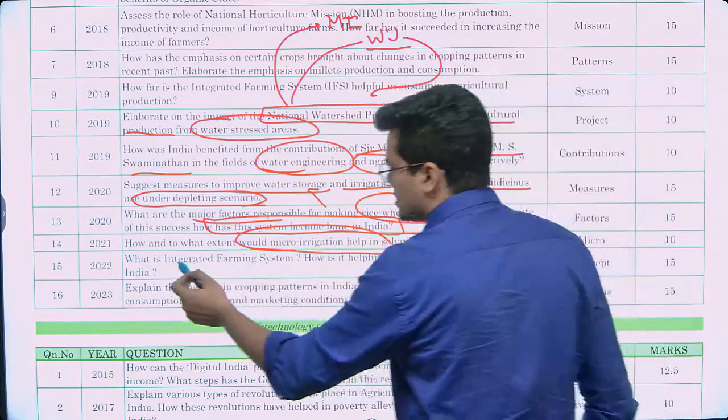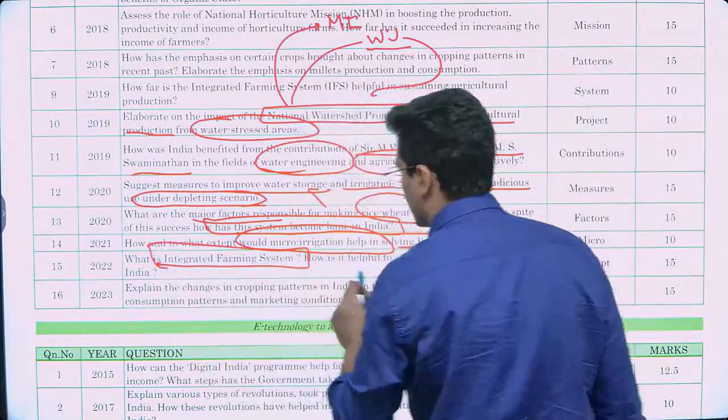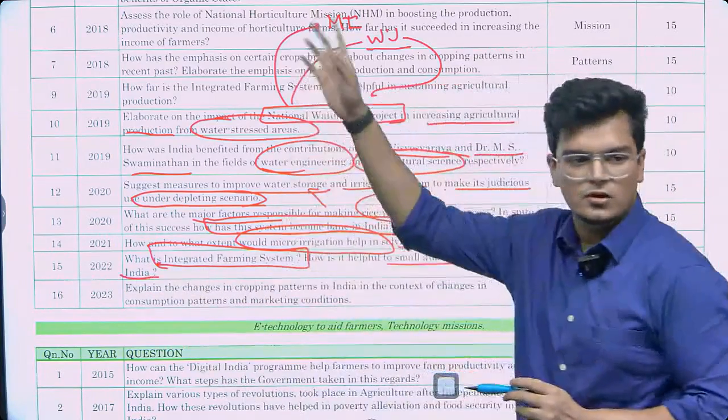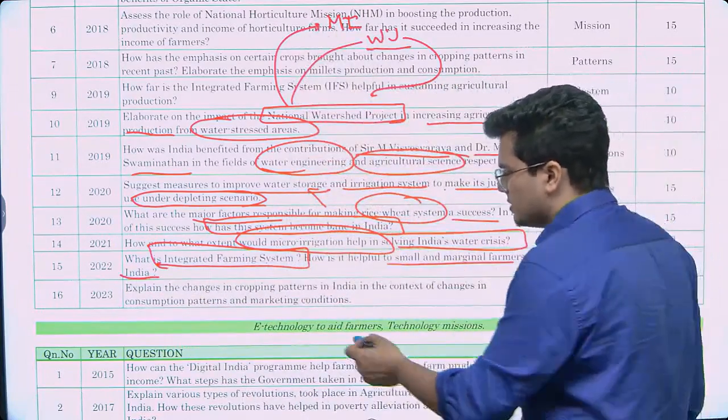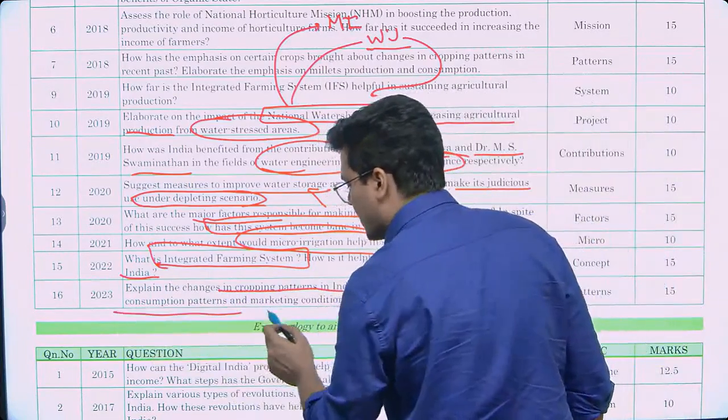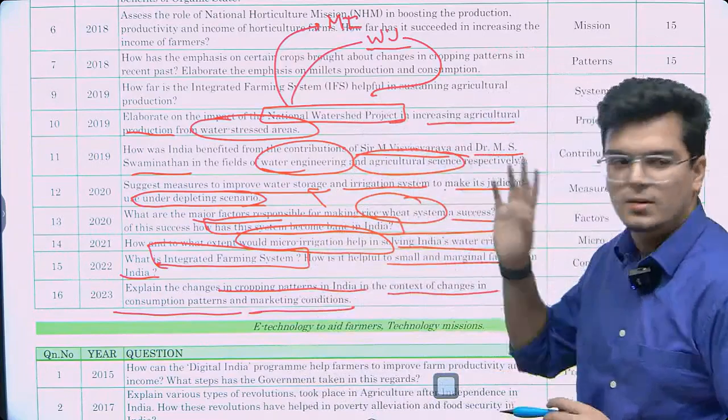2022. What is integrated farming system? How far is it helpful to small and marginal farmers in India? This is also repeated. Explain the changes in cropping patterns in India in the context of changes in consumption pattern and marketing conditions. This is also repeated.